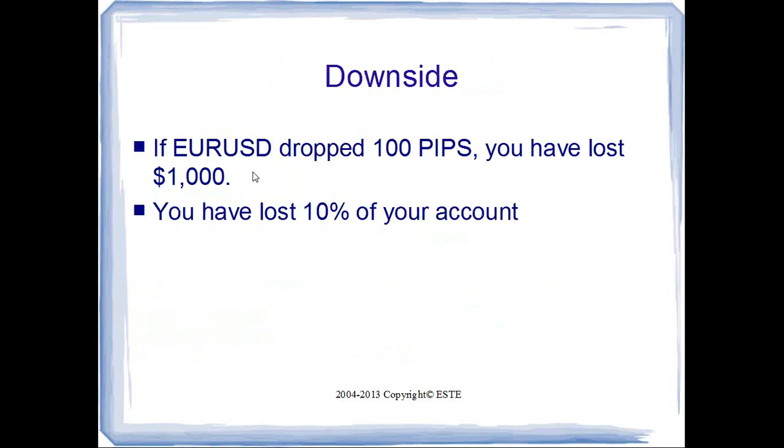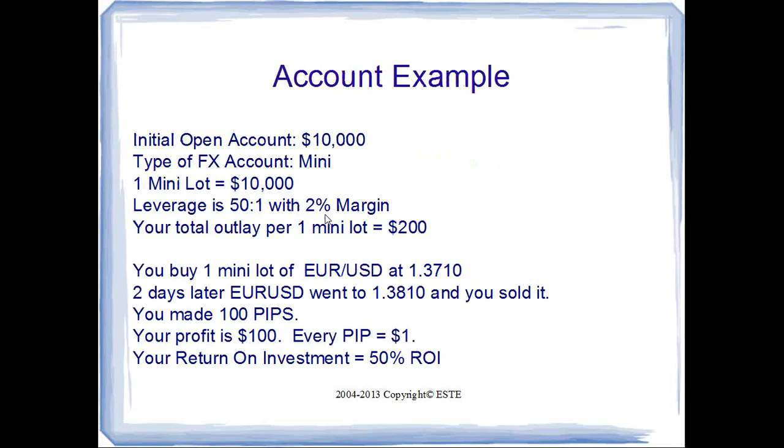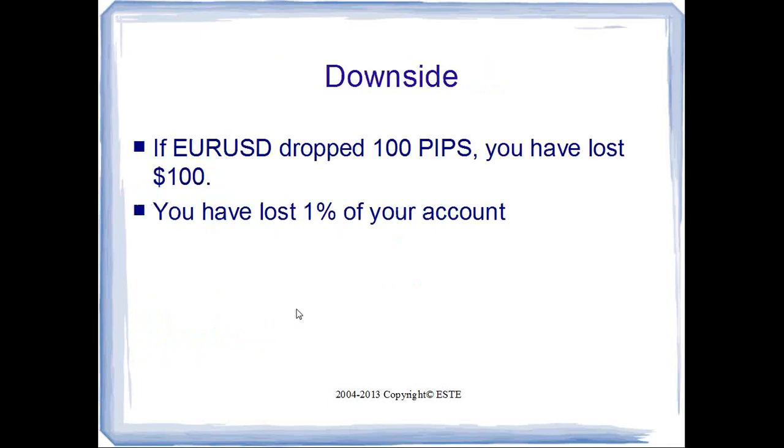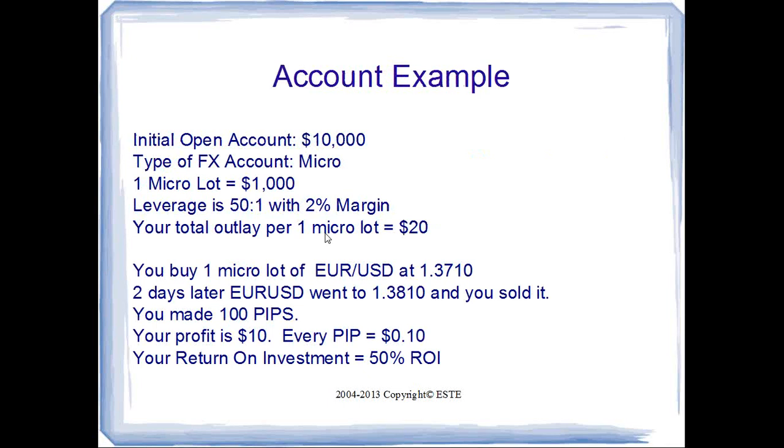However, if it dropped 100 pips, then you lost 1,000. Sorry, that's 10% of your account, right? 1,000 out of 10,000 is 10%. Now to go through a mini account, where a mini costs about $200. If you made 100 pips, you still made 50%. 50% is 50%, it's all relative, right? The profit is $100. However, if you lost 100 pips, then the loss decreases quite a lot. You only lost 1%.